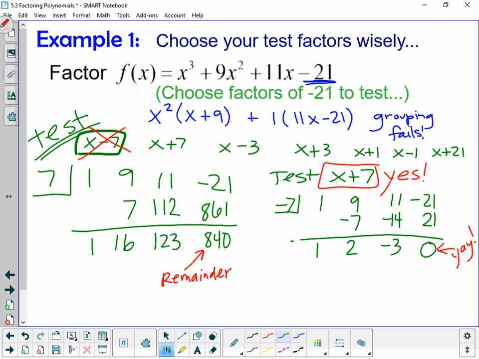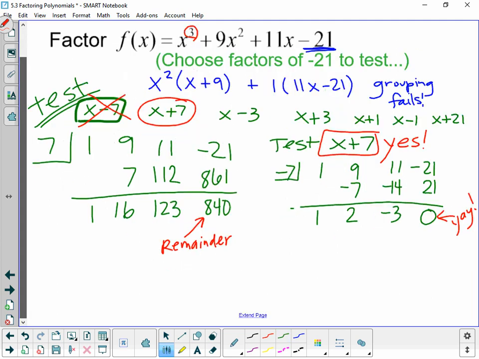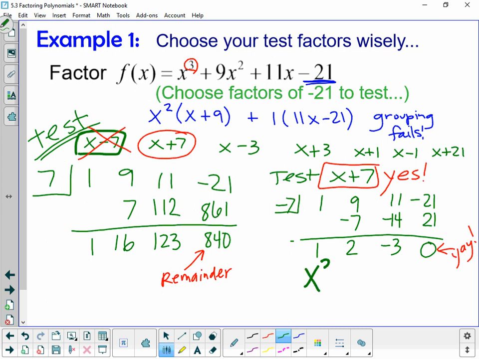Now, we could keep testing factors until we find the other ones. This is a degree 3 equation, so if it's factorable, we should be able to find 3 factors. But at this point, now that I have found one of the factors, I wouldn't keep testing them. I would think about this result right here. When we divided, we were left with x squared plus 2x minus 3. That result is going to give us our other 2 factors.